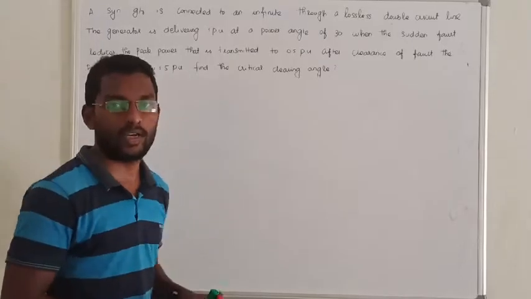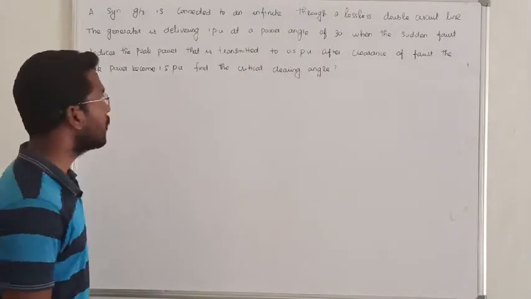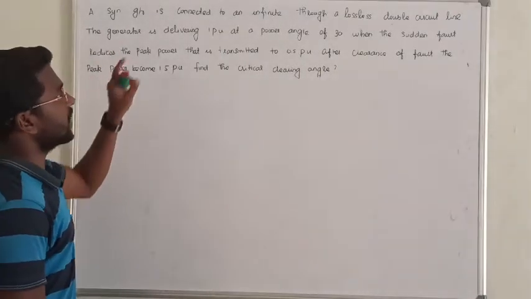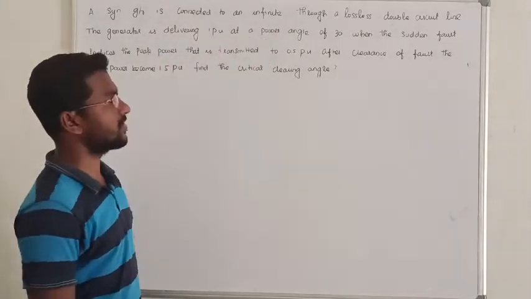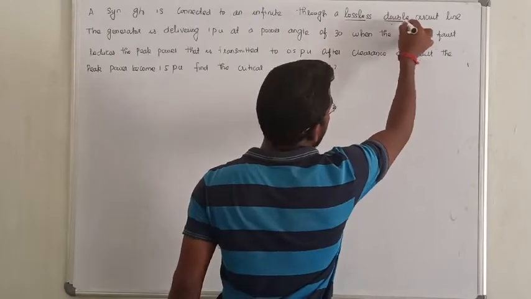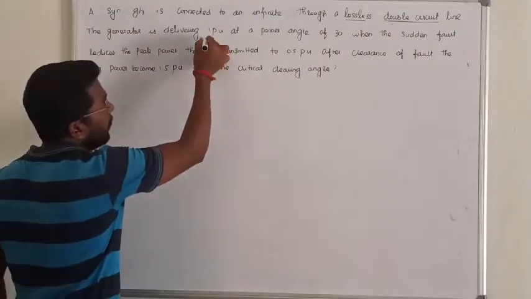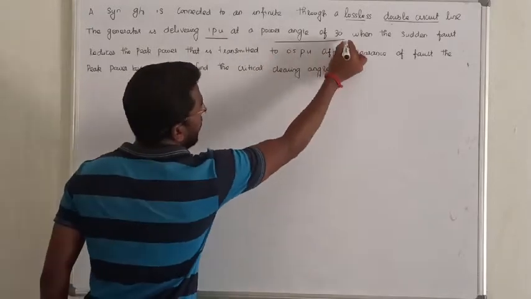Hello guys, let us see the first question that was being asked in our GATE exam, right? So the question is, a synchronous generator is connected to an infinite bus through a lossless double circuit line, right? So the line is lossless double circuit line. Second case, the generator is delivering 1 per unit at a power angle of 30 degree.